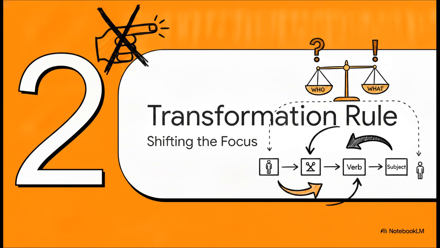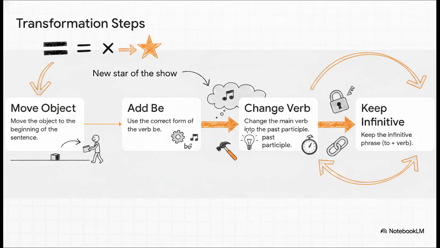Moving right along to part 2, the passive transformation rule, shifting the focus. But what if you don't want to point fingers? What if the who just isn't as important as the what? Well, you're going to need a new system. Here are the 4 precise steps to transform your active sentence into a passive one. First, you take the object, the person receiving the command, and move them to the very beginning of the sentence. Boom, they become the new star of the show.